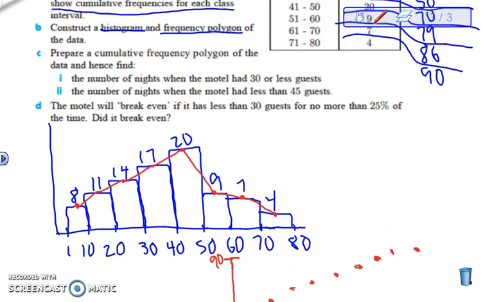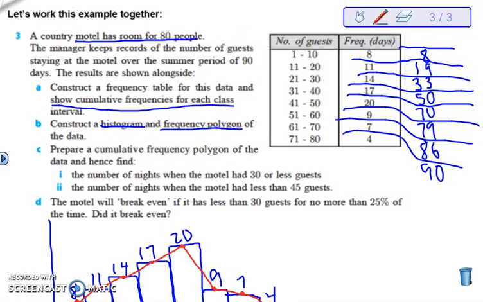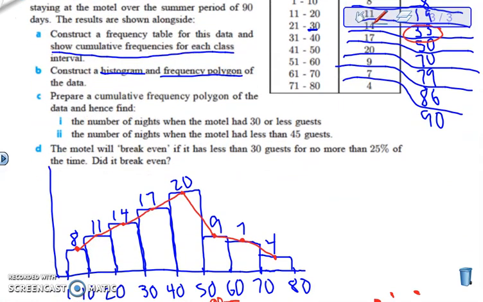So when did we have 30 or fewer guests? So we're going to basically look at our data. And so if we look at our cumulative frequency, we had 30 guests on this third row. So there were 33 days where we had 30 or fewer guests.